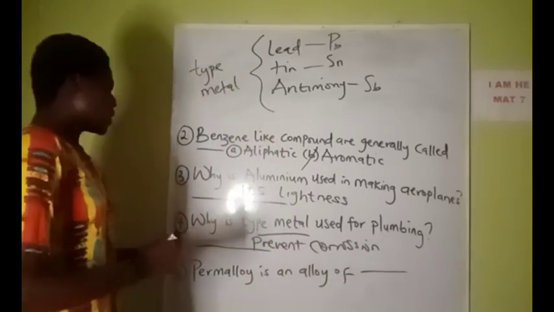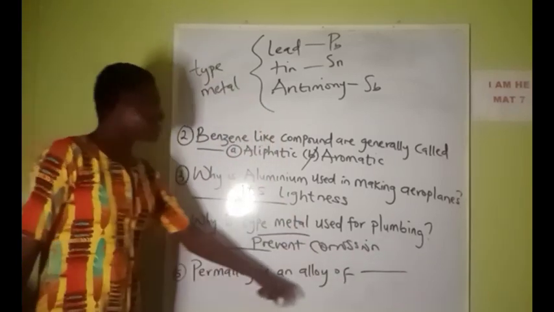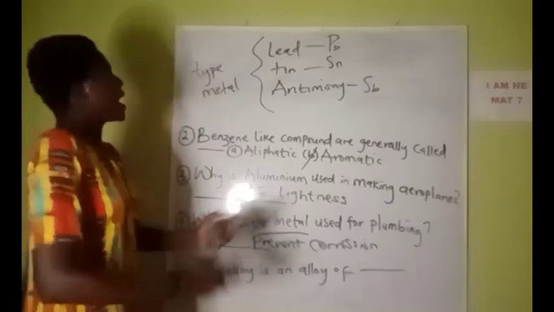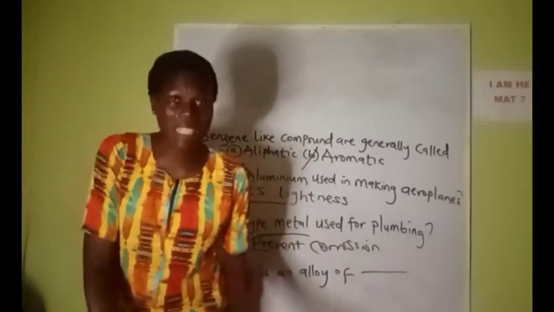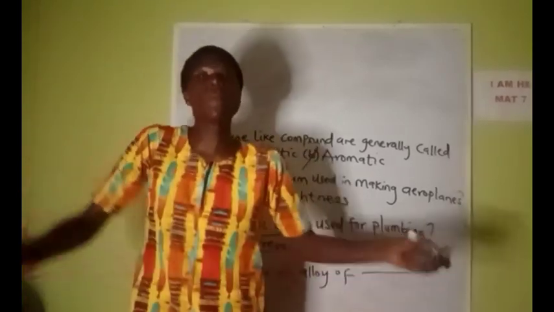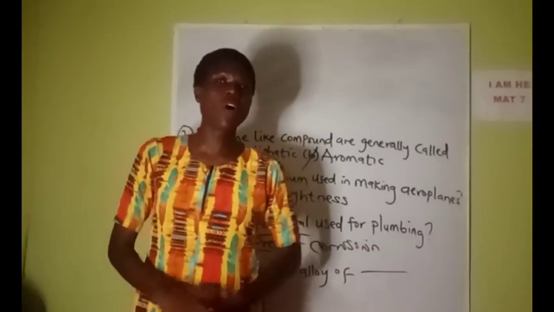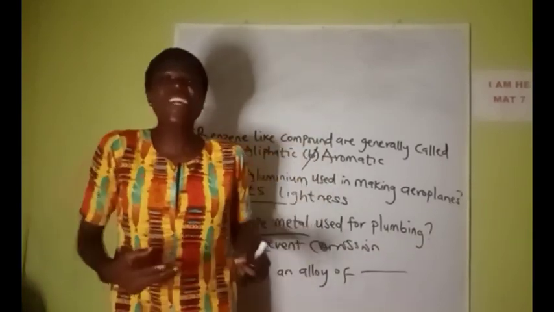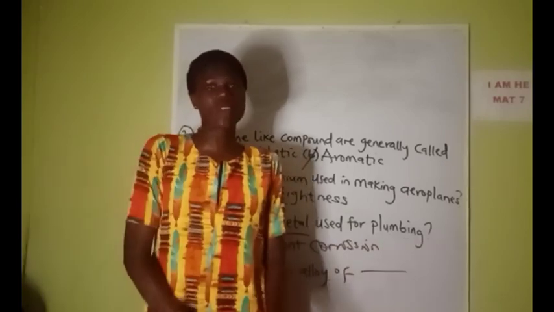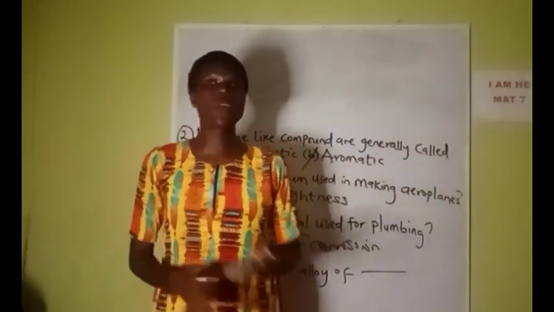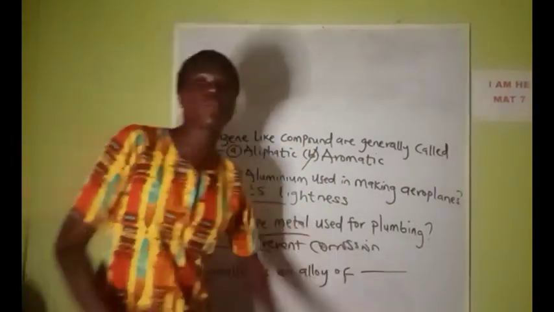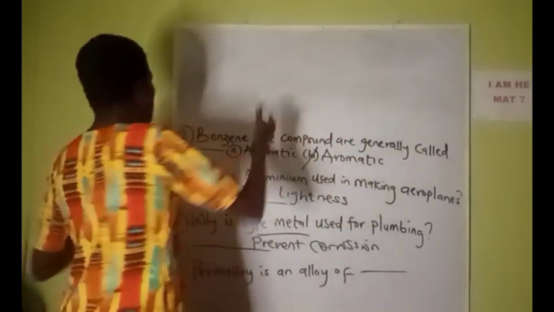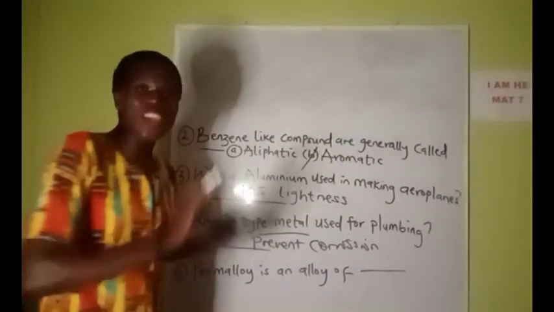Okay, so the next question says, palm alloy is an alloy of dash. Now what's an alloy? An alloy is a combination of metal to metal or metal to non-metal. Now why are they combining these metals or elements? To increase the strength of a particular metal. So when you combine 1 or 2 elements together, it becomes an alloy. Okay, so palm alloy is an alloy of dash and dash. They have different options. The answer is iron and nickel.